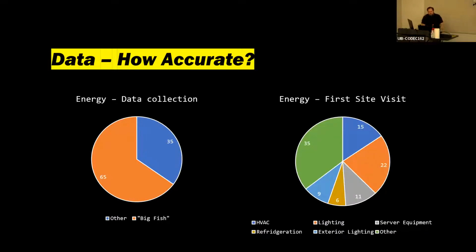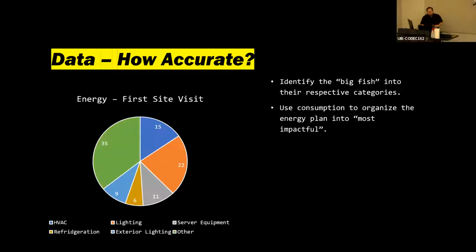So let's say we did our first site visit, we got the data, we inputted the data, and this is what it's telling us. HVAC is using 15%, lighting is using 22, server room is 11, we have refrigeration at 6%, and then exterior lighting is at 9. So from there, we've identified the big fish into their respective categories. We want to use consumption to organize the energy plan to be most impactful. So we want to take a look at the lighting first, HVAC, server, exterior lighting, and then refrigeration.